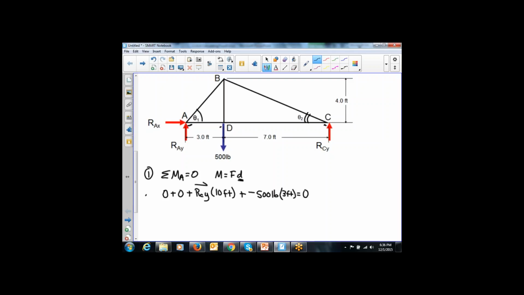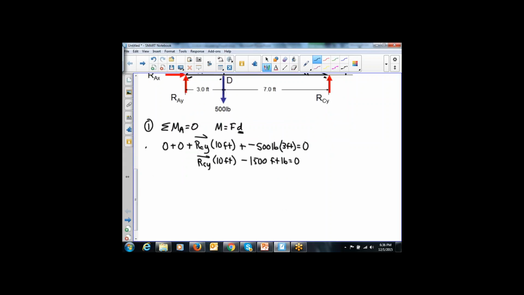We know that that needs to add up to be 0. So we're going to have 0 plus RCY times 10 feet plus negative 500 pounds times 3 feet equals 0. So at this point, we're just going to solve for our unknown. So we have negative 1,500 foot-pounds equals 0.